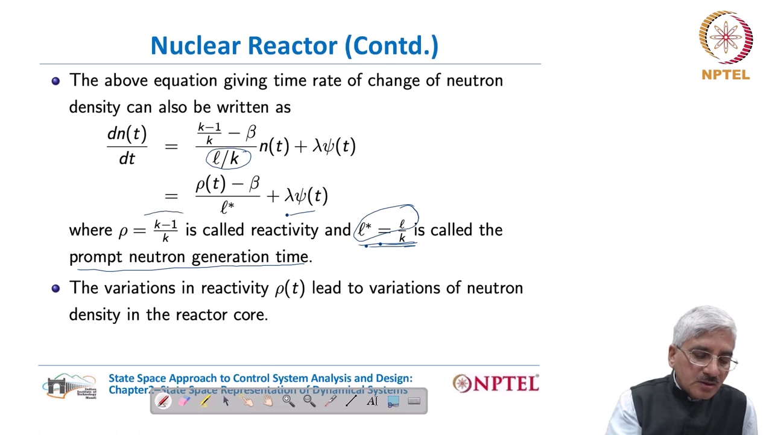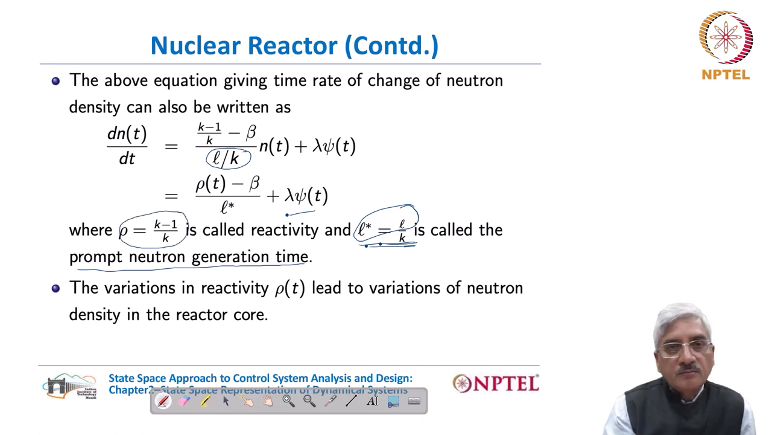And this rho is called reactivity. If reactivity is 0, the reactor is at steady state. If reactivity is greater than 0, then the reactor power is increasing, neutron density is increasing. And if the reactivity is less than 0, then the neutron density is decreasing.